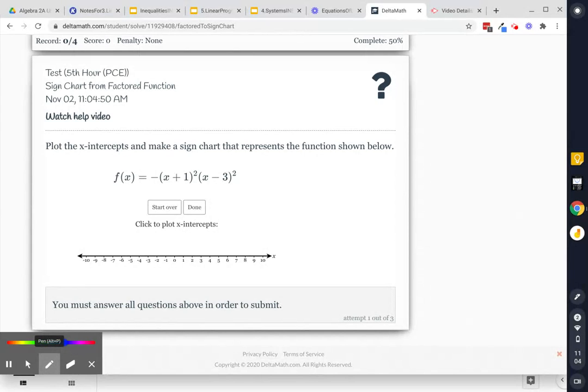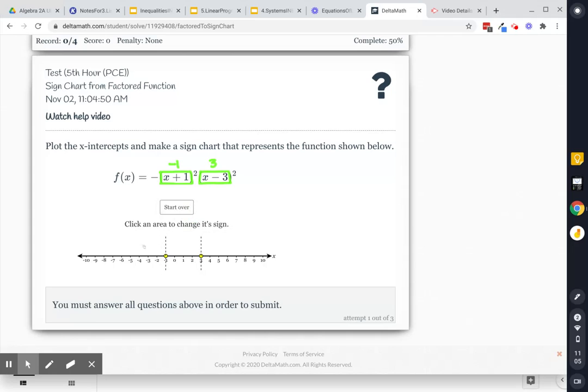Remember we said our x-intercepts come from the important numbers in our function. So this right here is going to give me one of my important numbers. Right here is going to give me another one of my important numbers. Ta-da! Okay, so I'm going to click and plot a point at -1 and at 3. Then I click done to say that I'm done.